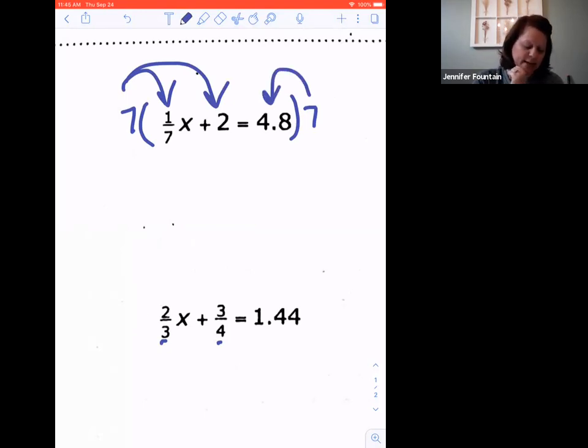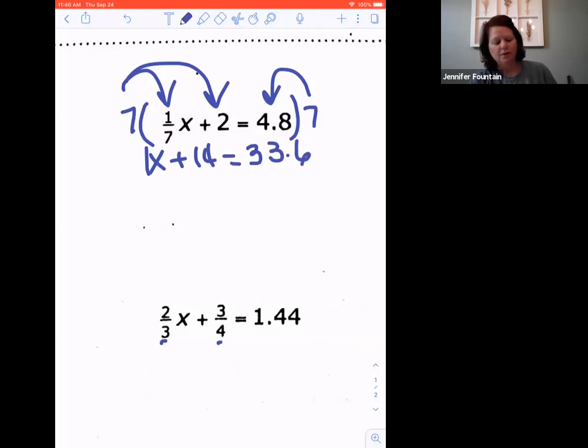So 7 times 1/7 x is going to leave me with 1x, or just x. 7 times 2 is 14. 7 times 4.8 is going to give me, multiply that out, 7 times 4.8, oh, not 0.8, is 33.6. So I've cleared my fractions.